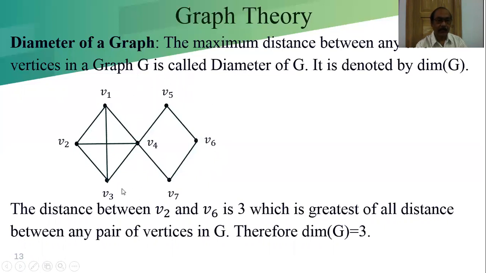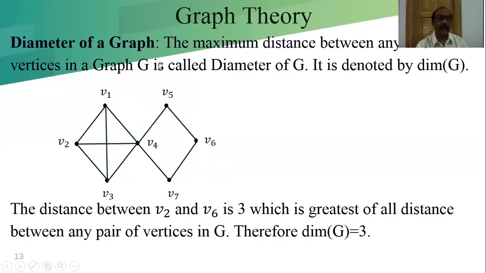V2 with the rest of them, V2 with fixed, then V1 with that. That way we will get the distances between every pair of vertices. From that we need to find the maximum, which gives us the diameter of the graph.